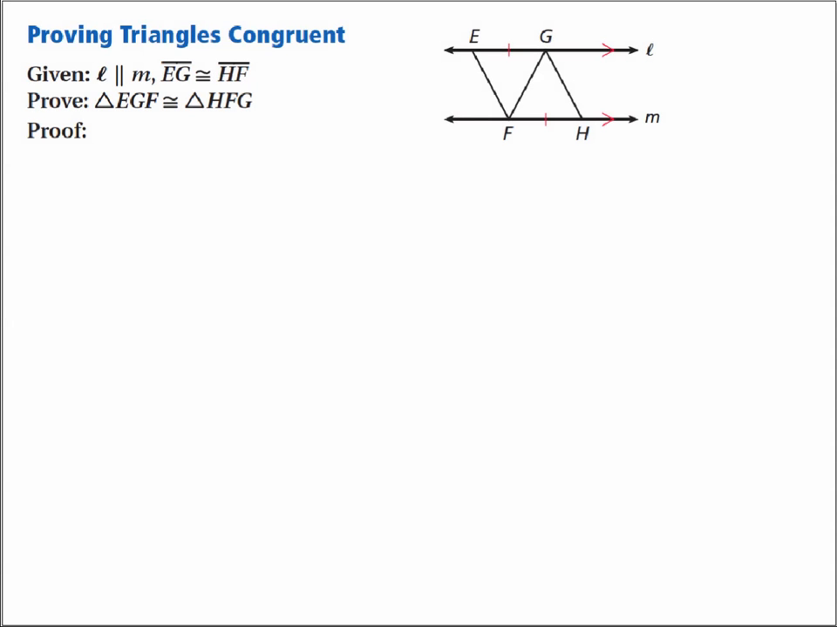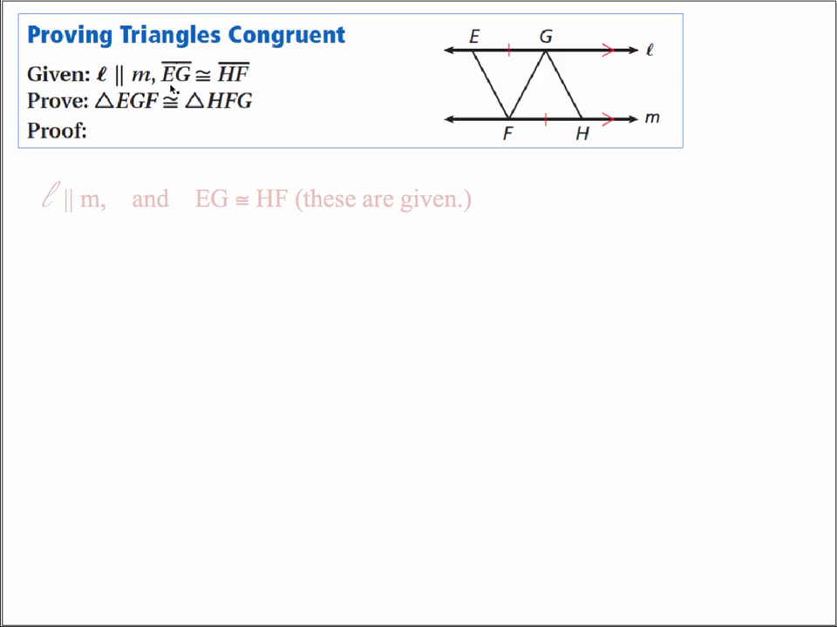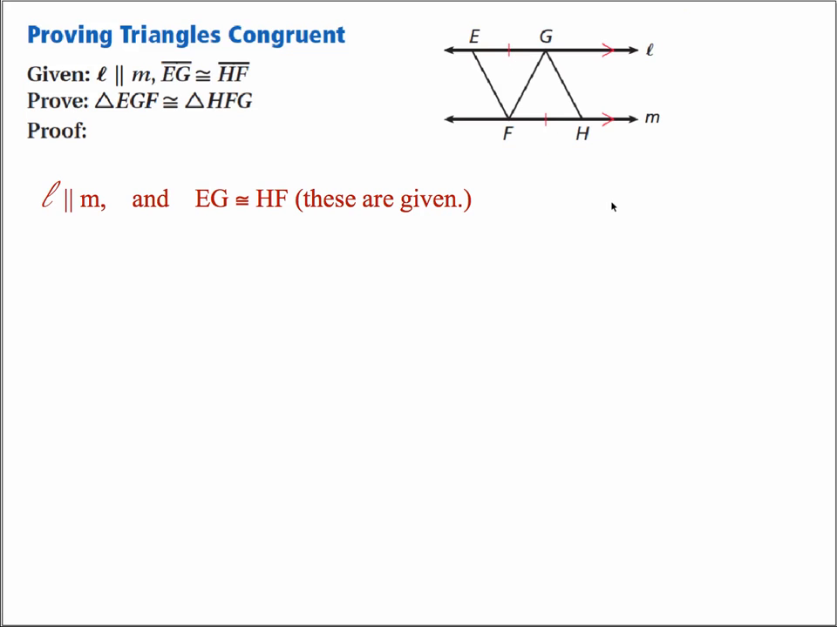Okay, so let's actually use what we've been learning now. What we're given here is we want to prove that triangle EGF is congruent to triangle HFG. We're given that line L is parallel with line M. So all of our postulates and theorems that involve parallel lines and transversals apply here. We're also given that EG is congruent to HF. So we know that this segment is congruent to this one. So what's our plan of attack?